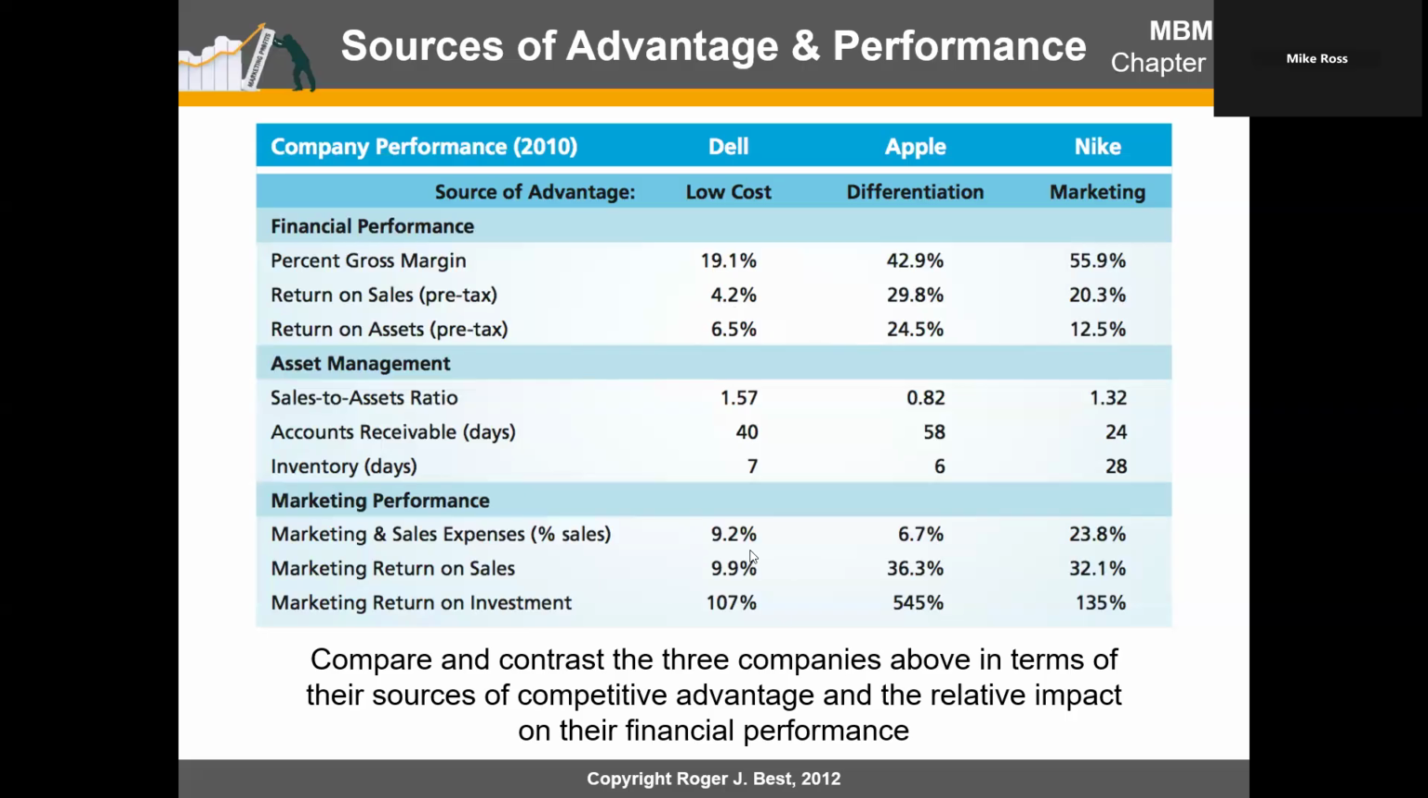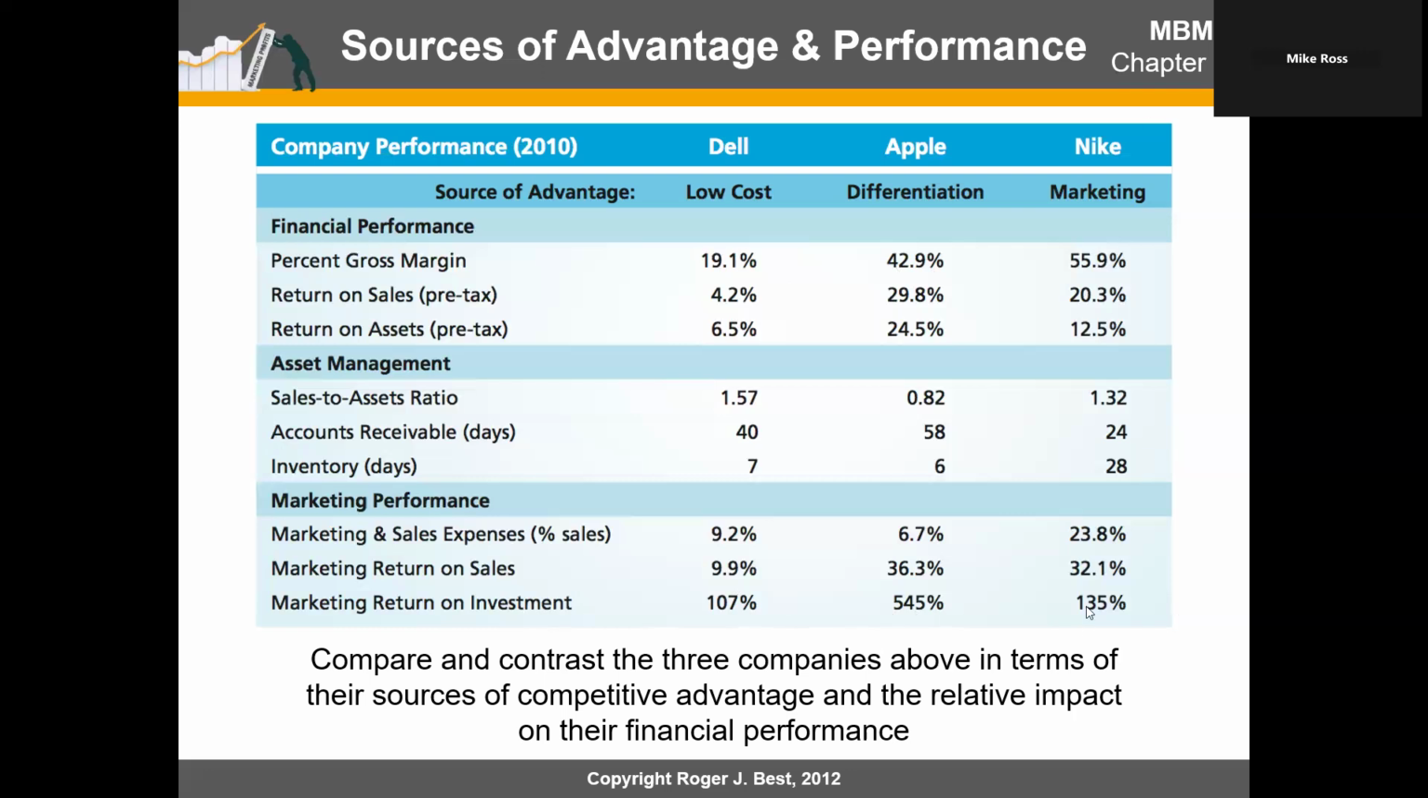And then here, this is interesting, right? Our marketing return on investment for Dell, 107%, which is not bad. And then for Apple, quite a bit different, right? Because we've got this additional margin here. And that allows us, for every dollar that we spend on marketing, to reap, in this case, about 5x or a little bit more than 5x of what Dell is able to achieve.